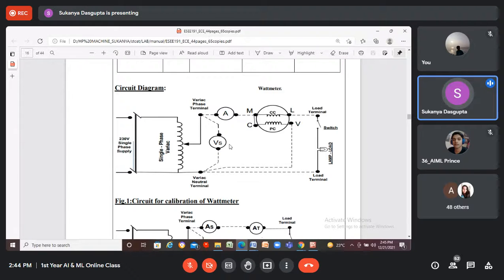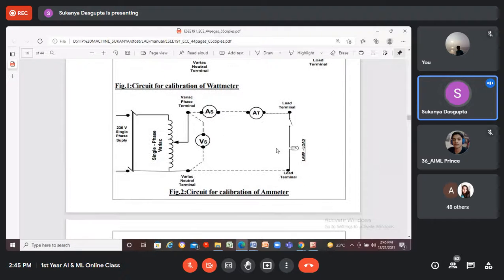That is the standard value, because these 2 meters are standard meters, these 2 instruments, VS and AS. VS means the standard voltmeter, denoted by the symbol V, and the ammeter is denoted by the symbol A. Okay. So with this test value and the standard value, we can calculate the percentage error.